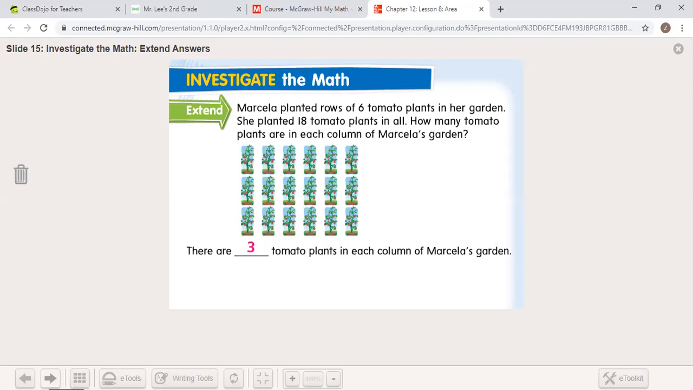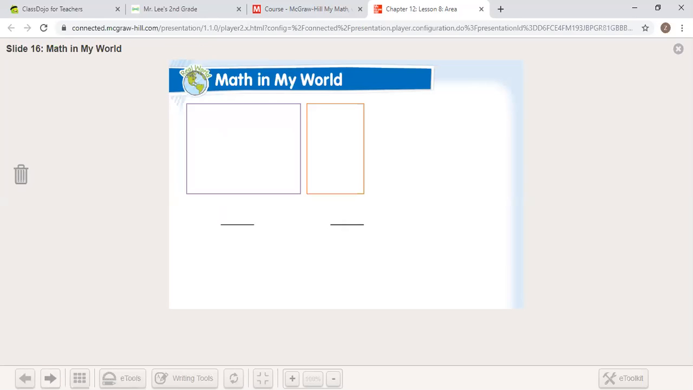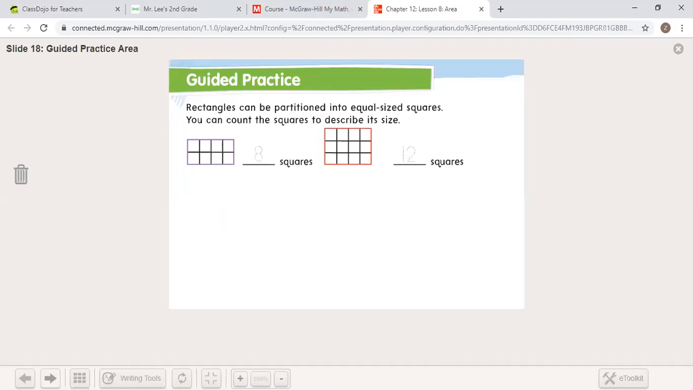If you listen carefully, my dog was snoring. So I'm not going to worry about the math in my world because you will need individual cubes, so we're not going to do that. So there's only going to be 2 worksheets today.